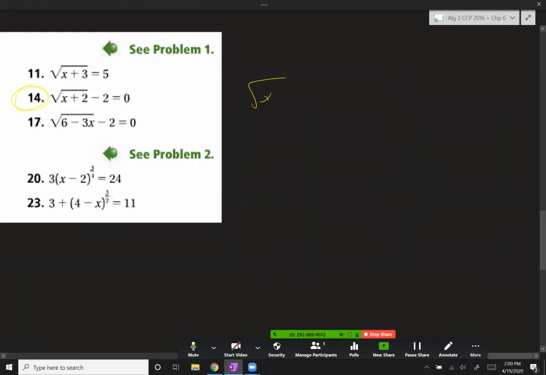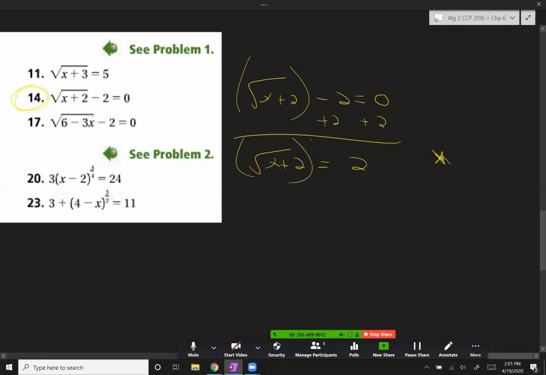We have the square root of x plus 2 minus 2 equals 0. First things first, get the square root part alone. We're going to add 2. Square root of x plus 2 equals 2. What do I do next? Remember, these are just like Algebra 1. We're going to square. The square root and the square cancel. X plus 2 equals 4. Subtract the 2. X equals 2. This is our regular solving. Not a big deal.